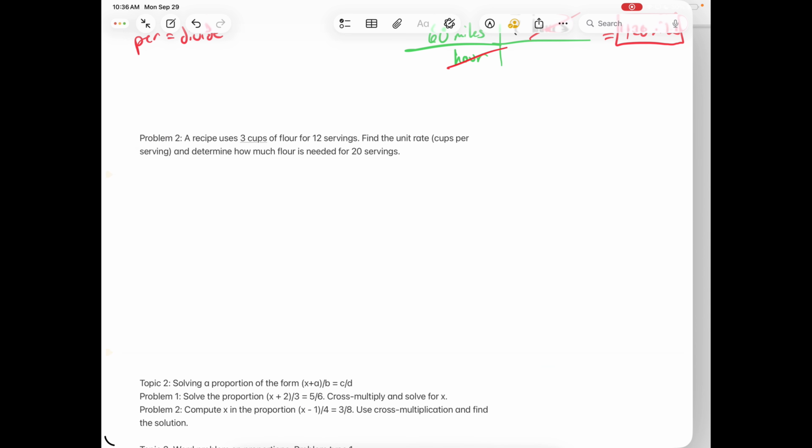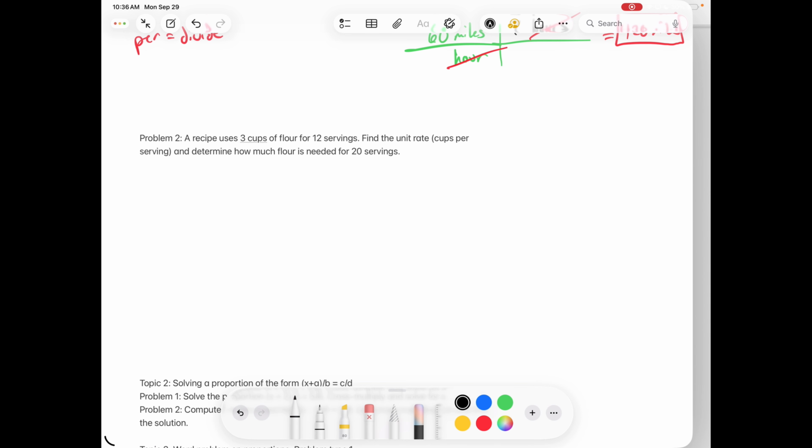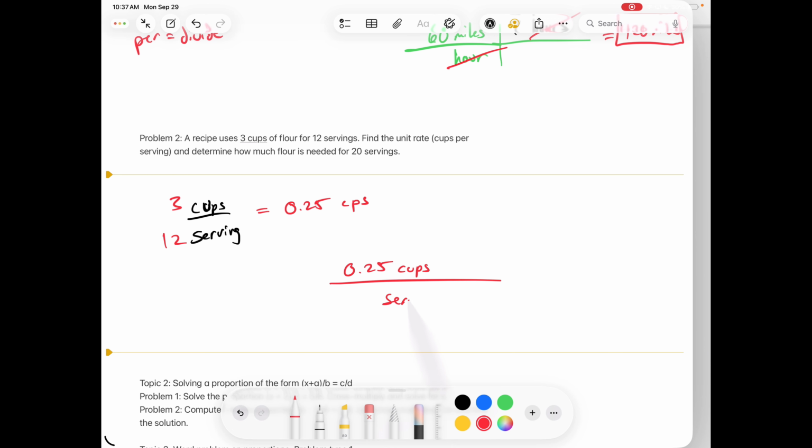I'm just curious. 3 cups of flour for 12 servings. Find the unit rate. We have cups per serving. So it is nice to write that. So we have 3 cups and 12 servings. So this is 0.25 cups per serving.